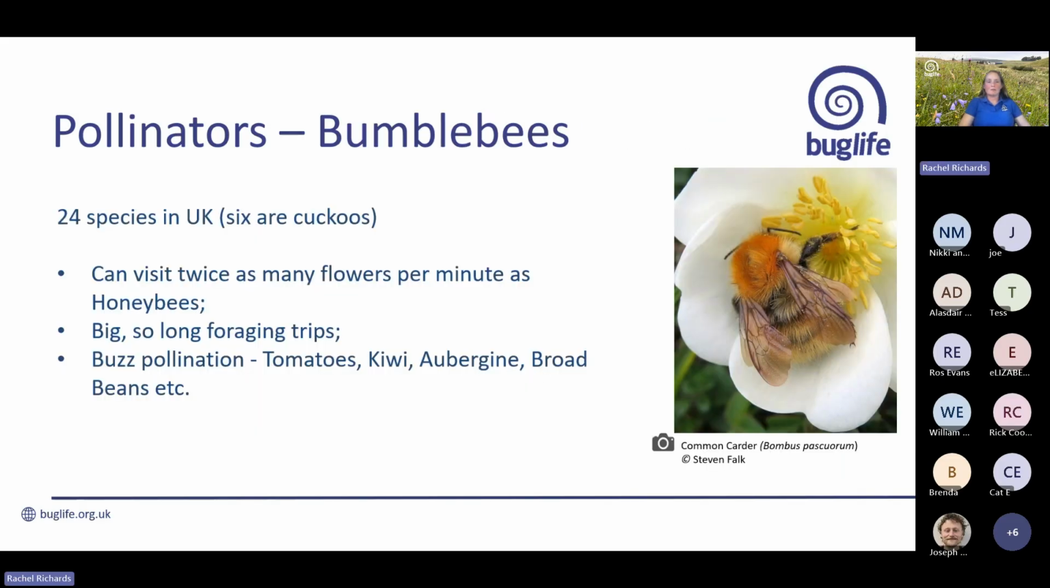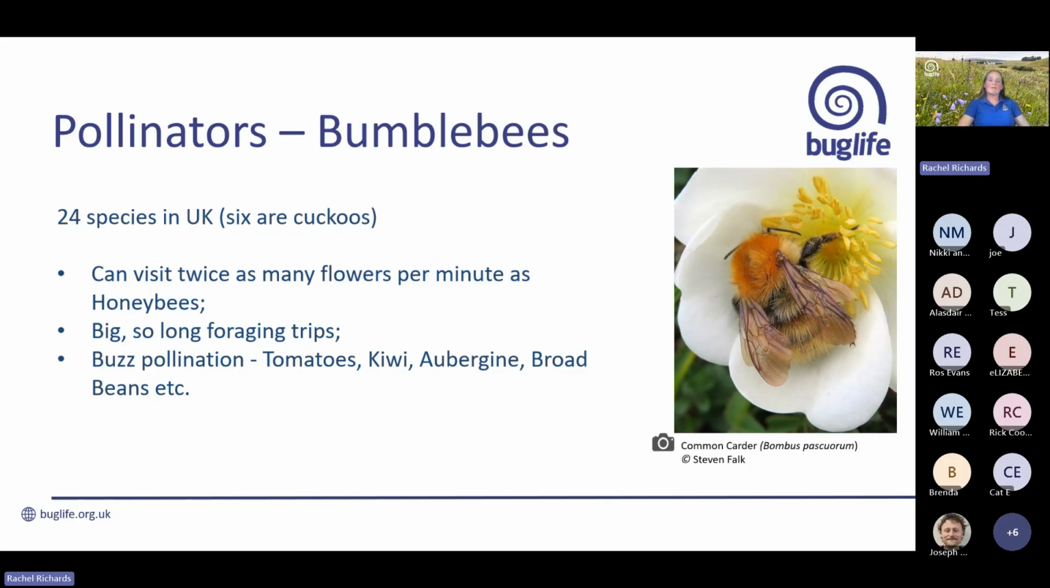So our bumblebees, we have 24 species in the UK, and 6 of those are cuckoo bumblebees. So cuckoo bumblebees, as the name suggests, they actually lay their eggs, they parasitize, as it were, the nest of social bumblebees. So they go into the nest and they will either kill the queen or take over her nest. So they only have males and females. They don't have workers. But I'll go through the bumblebee life cycle shortly and it'll make more sense.